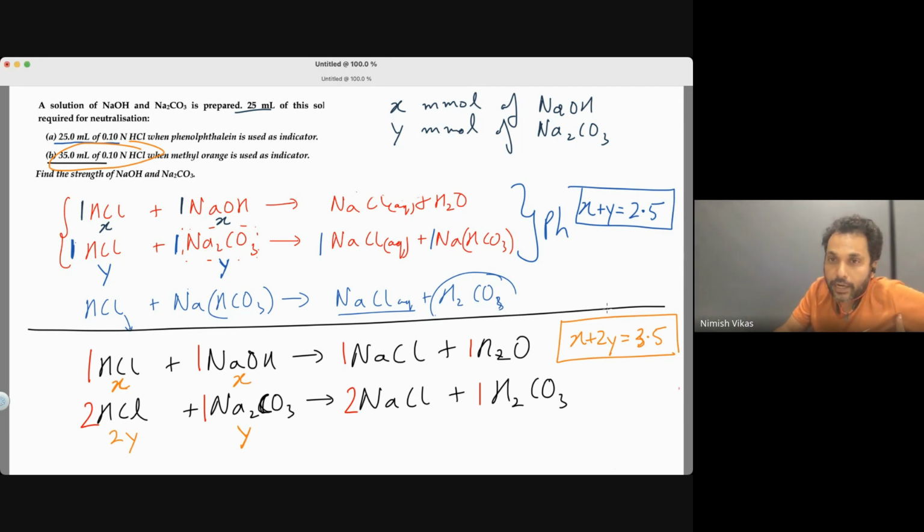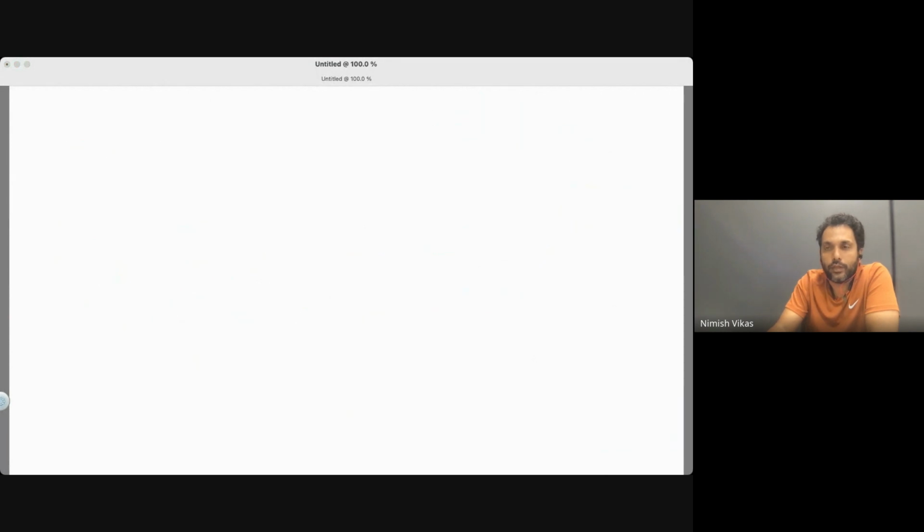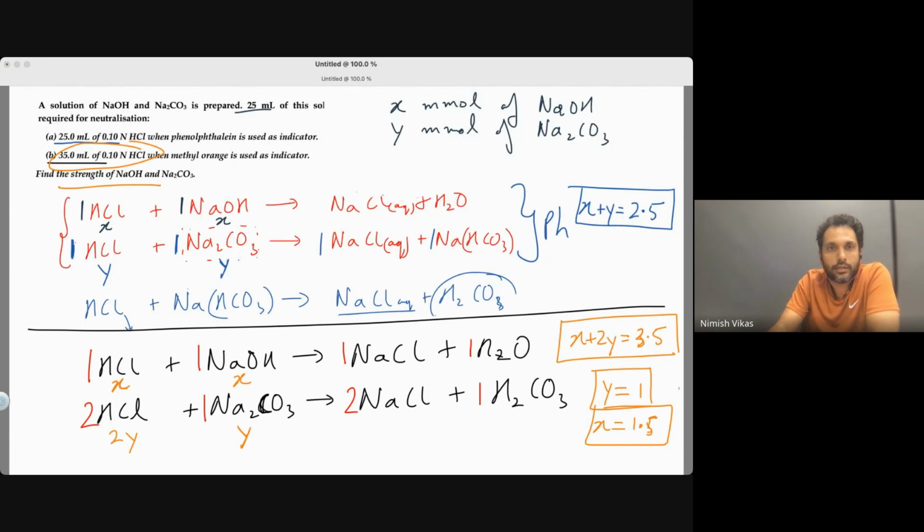If you subtract, 2y minus y is equal to y, which is equal to 1. You put it in one of the equations and x is equal to 1.5. Millimoles. They are asking the answer in strength, so you convert the millimoles to what? Is it clear, guys? This is solved. Then they can ask the answer in anything. So just to finish off the question, I'll tell you. Do you want to note this? Is it clear?